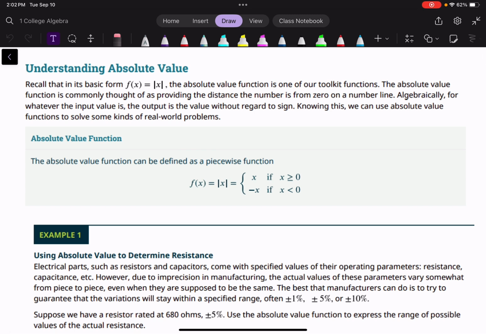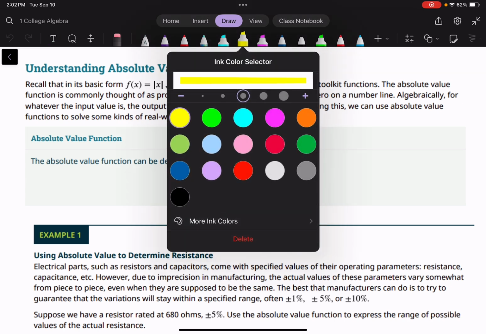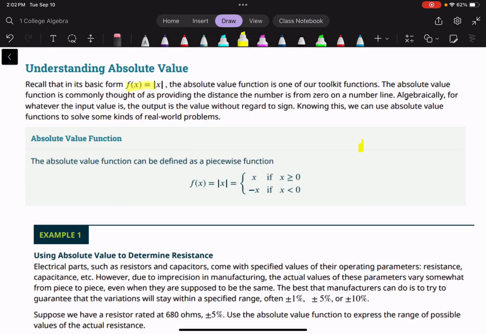This will be a very short lecture today, so you have plenty of time to practice understanding the absolute value function. So in its basic form, it looks like this: f of x equals the absolute value of x. And it is one of our basic toolkit functions, so we should be really familiar with this already.